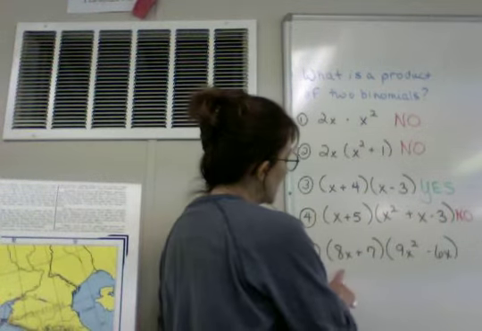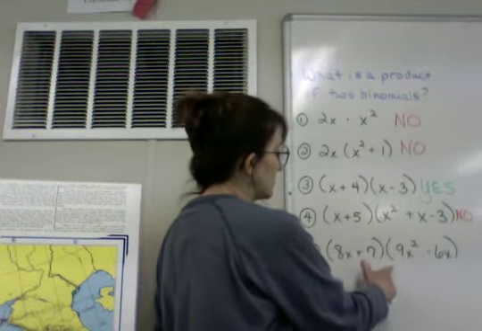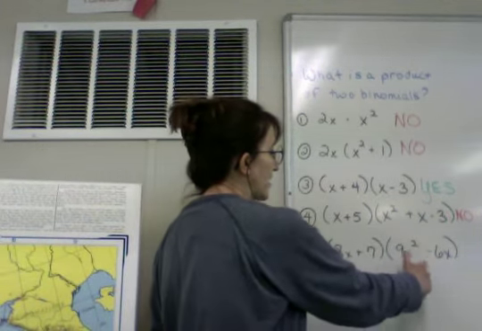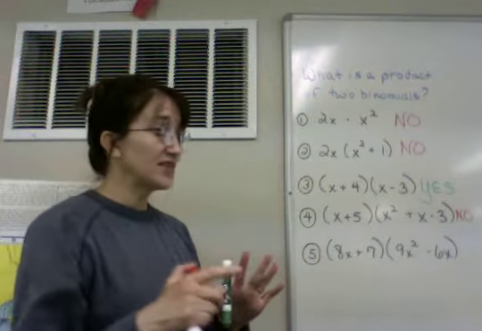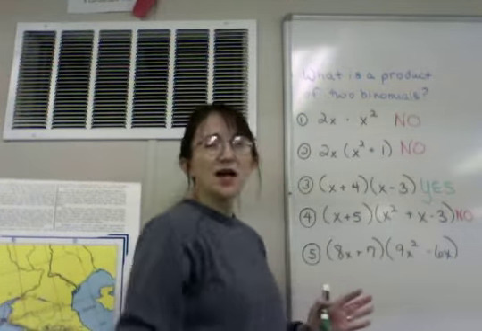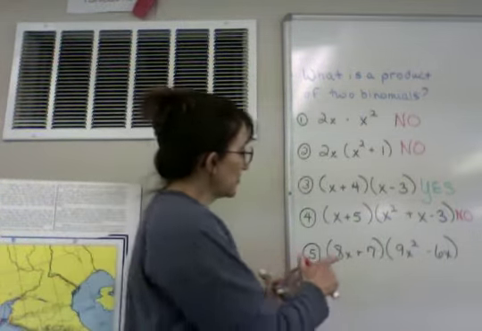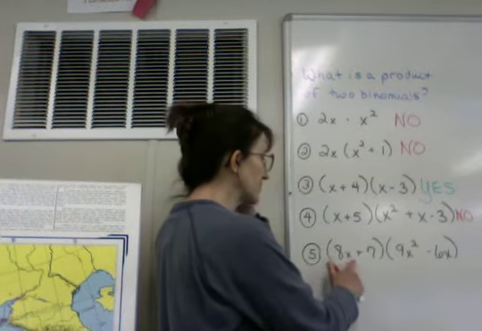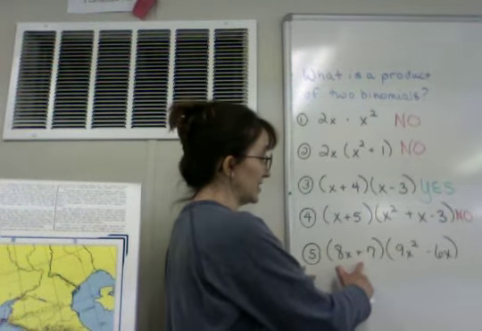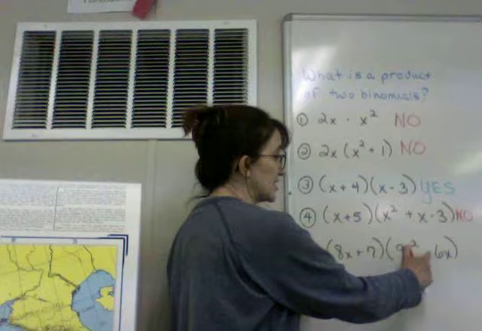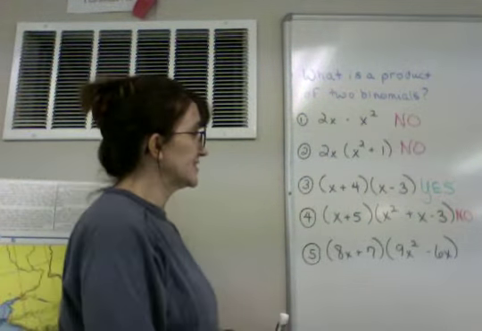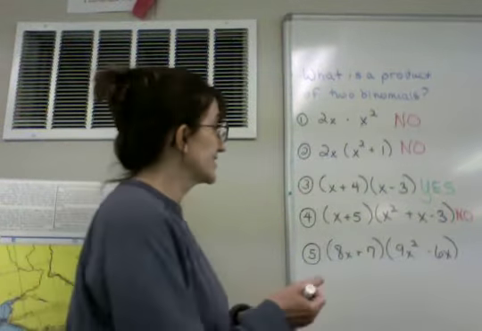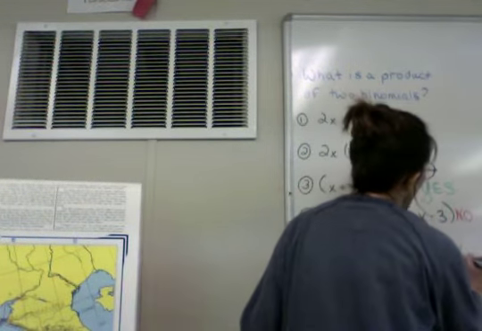We have 8x plus 7, and then I'm multiplying that to 9x squared minus 6x. Here's where they're wanting to trip you up just a little because they think maybe that's going to fool you. But you guys are smart, and you know, okay, here I have two terms separated by an operation sign, a plus sign. Here are two terms separated by minus. That's perfectly fine. That is a binomial. So yes, this is a product of a binomial.